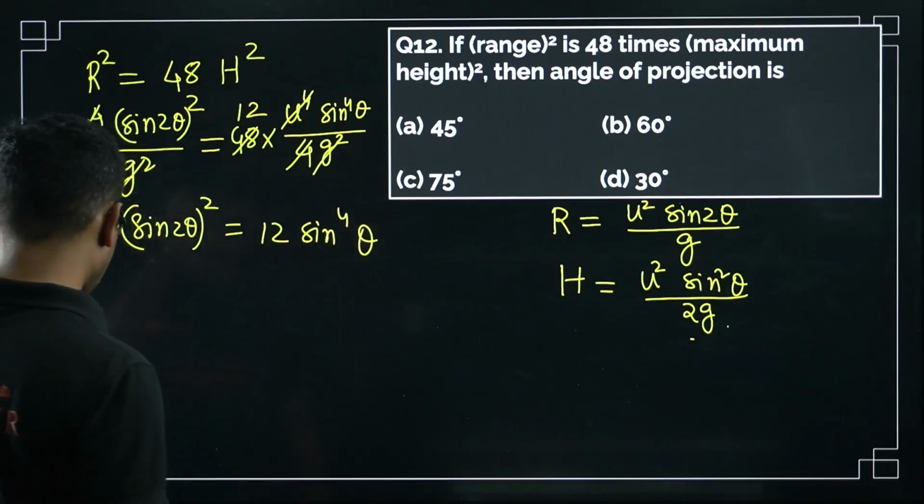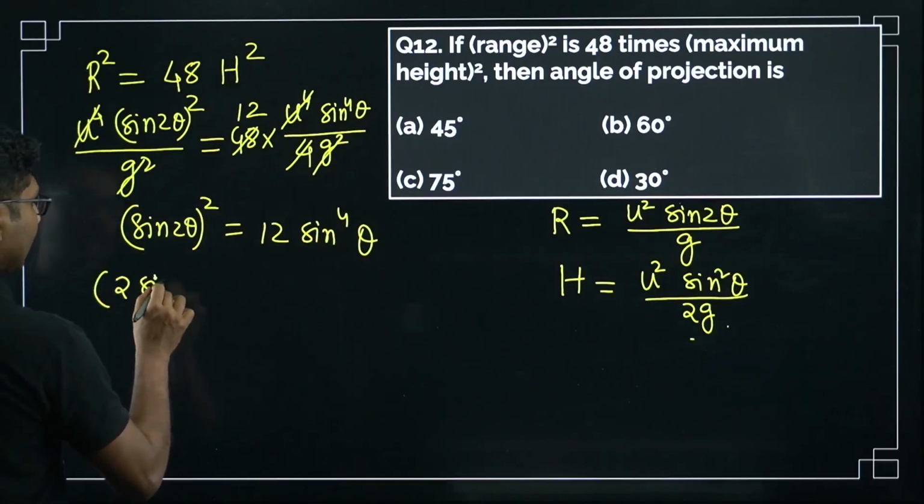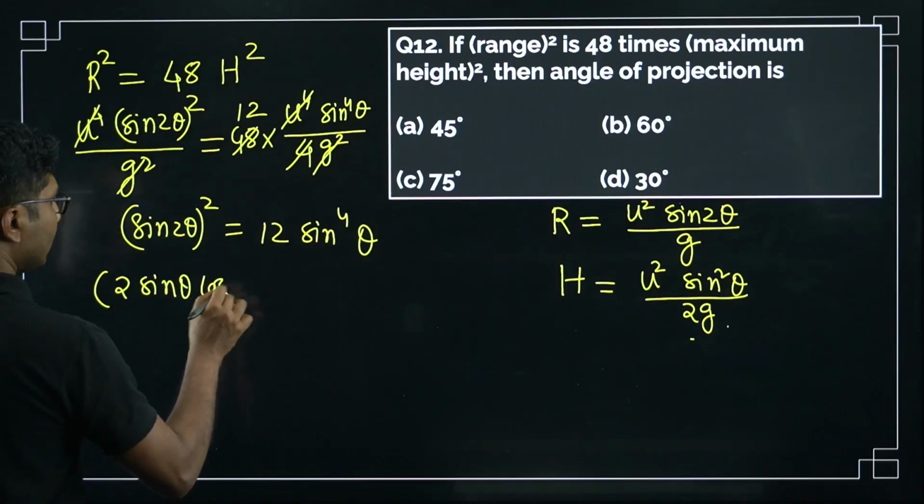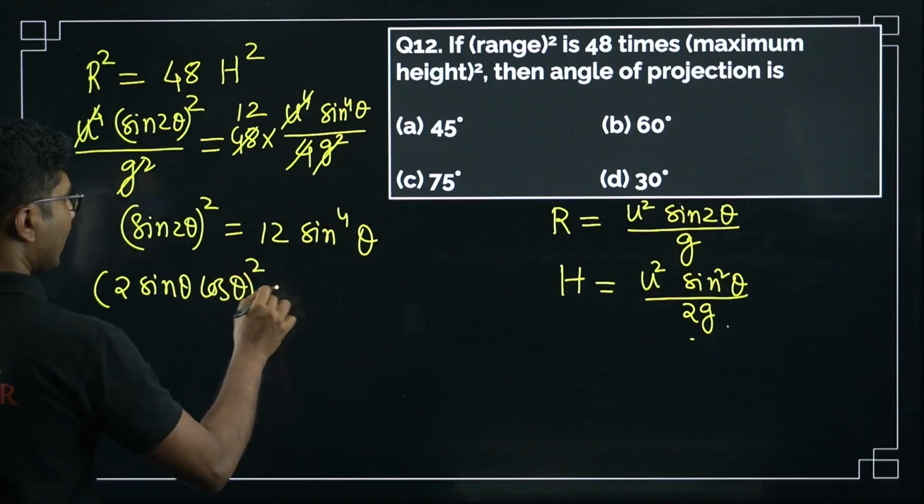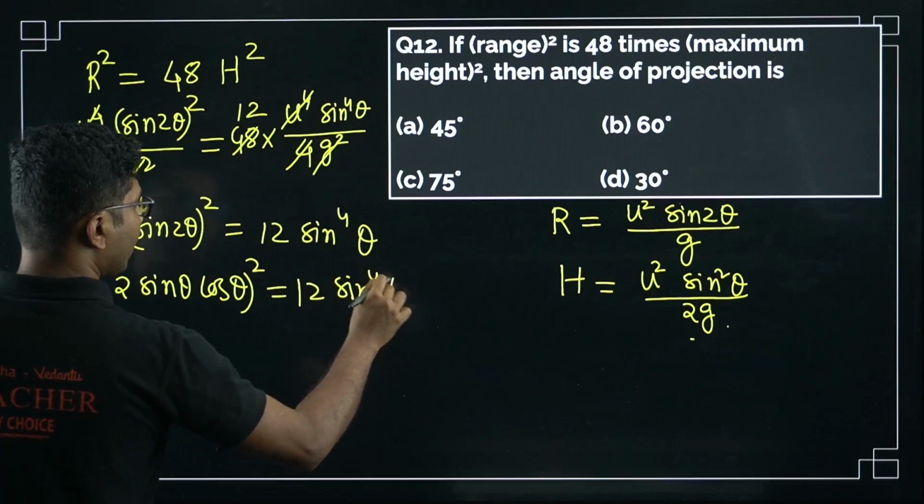You have to find the angle theta. Now let's break this. We get 2 sine theta cos theta square equals 12 sine to the power 4 theta.